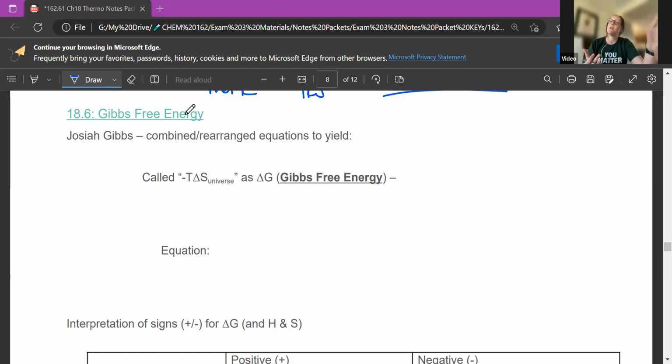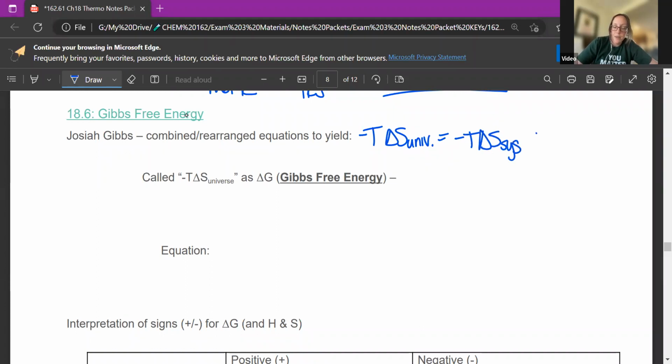into one equation. So he used the equations that we were talking about before and essentially integrated them all into one that tells us all kinds of stuff. Oh, hang on, I'm getting ahead of myself. So he combined and rearranged equations to yield, if we combine all the stuff we were talking about, negative T delta S of the universe equals negative T delta S of the system plus delta H of the system. Okay, so it takes into account the temperature, the entropy, and the enthalpy. Those are all of the things that play into a process being spontaneous or not.